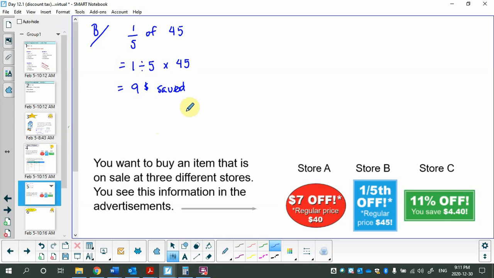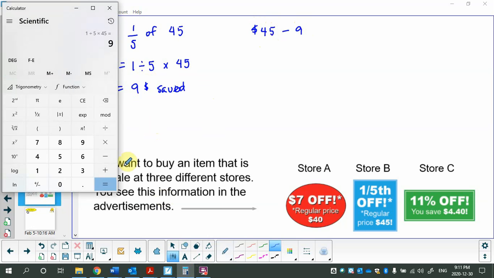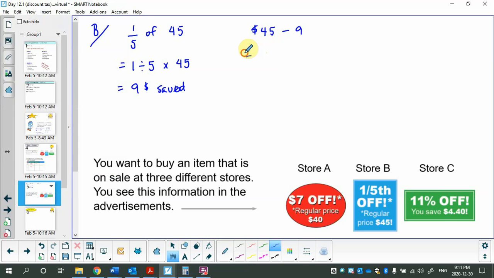I actually really care about how much I'm going to pay. So we have to take $45 and subtract $9, and get ourselves how much it costs overall. So I'm going to go back to the chart. I'm going to put $9 and $36 in here.